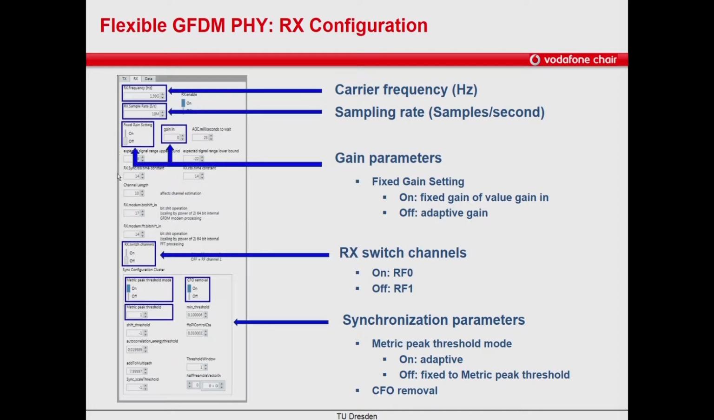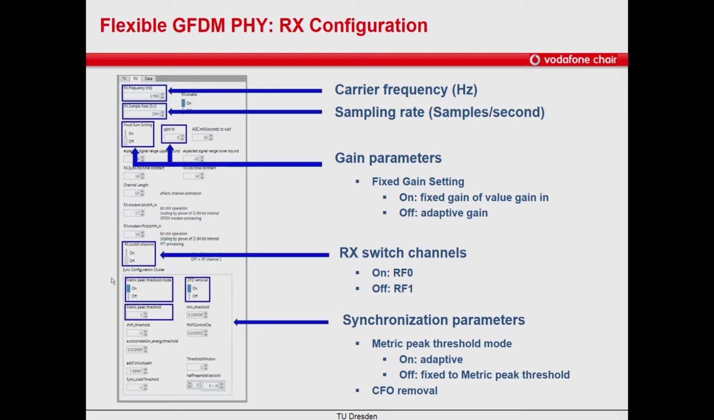And now we can find some gain-related parameters. The receiver can work with a fixed or with an adaptive gain. We will choose off for an adaptive gain. The parameter switch channels indicates which channel is used for the reception. In our case, we are using RF0 for the transmission and RF1 for the reception.